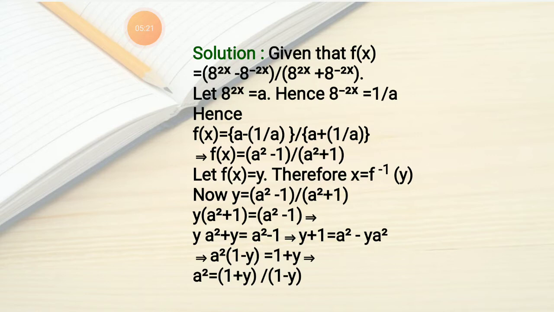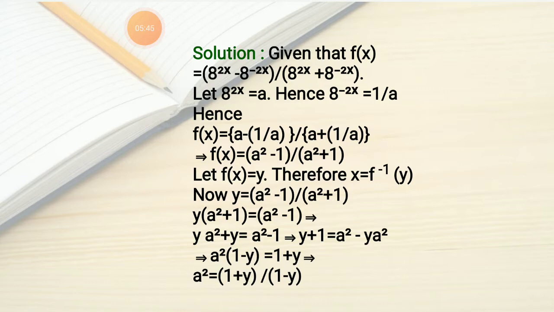So our f of x becomes a minus 1 by a plus 1 by a. So a square minus 1 by a square plus 1 by a gets cancelled. f of x equals (a square minus 1) by (a square plus 1). To find the inverse, naturally we follow this: f of x we assume y, then x becomes f inverse y. So whenever f of x equals y, it becomes (a square minus 1) by (a square plus 1).